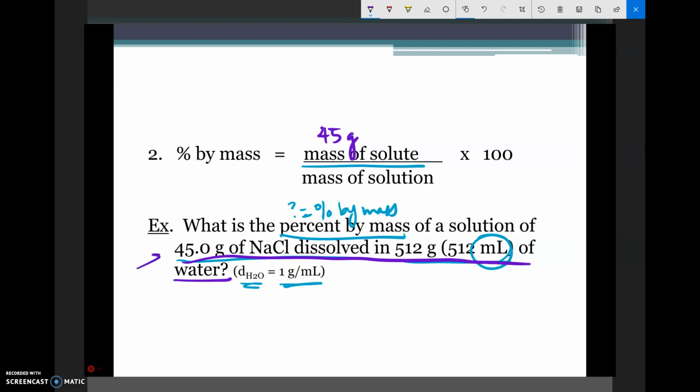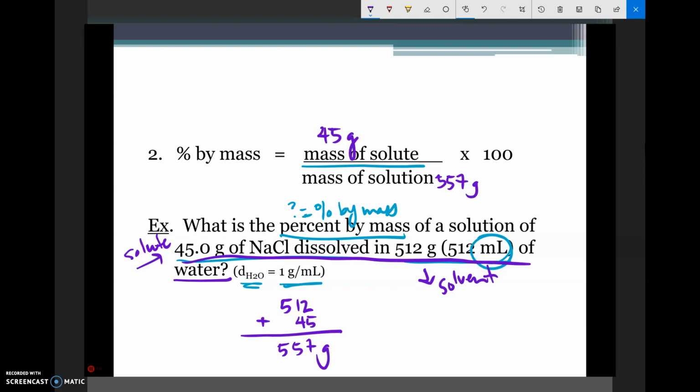This is giving us the solute and the solvent separately, which means we have to add these two to get the solution. So 512 plus 45 is going to give us 557 grams. That's our mass of our solution. So be really careful with how these are worded. If it doesn't say solution, or if it's very specific about the solute and the solvent separate, you need to add them when you do the mass of your solution. Because remember, solution is a solute and a solvent together.